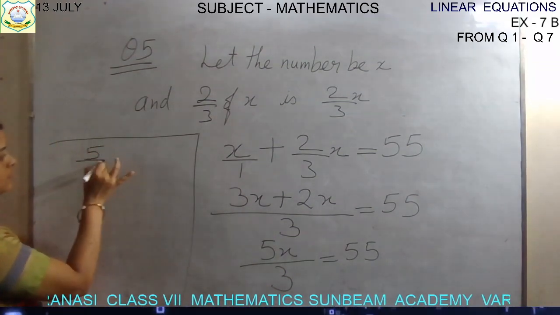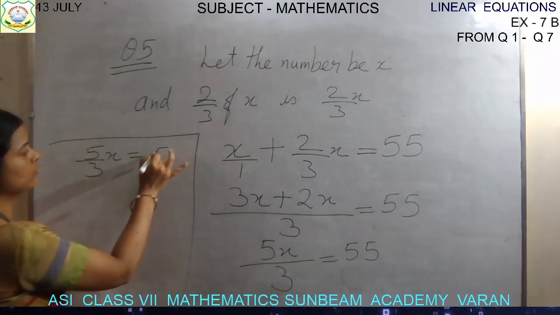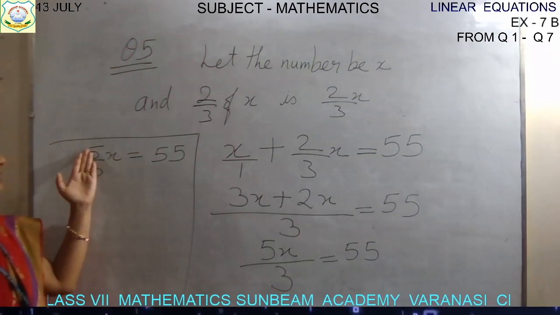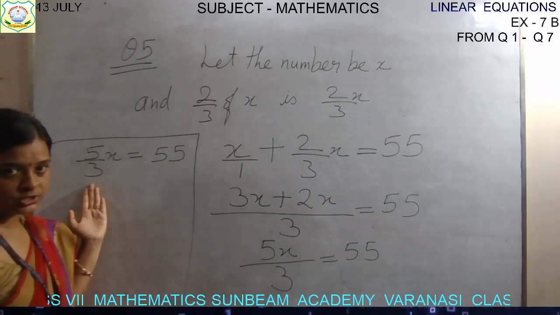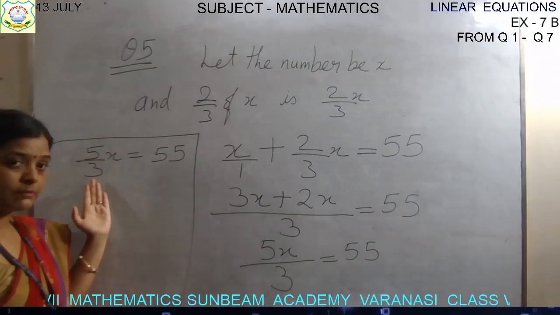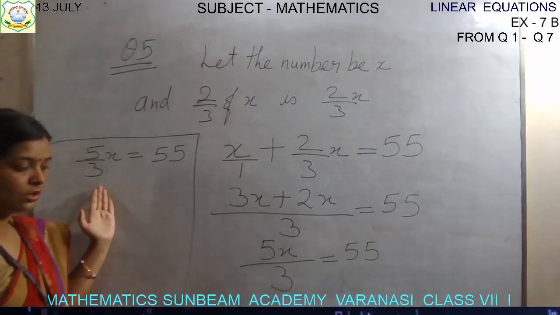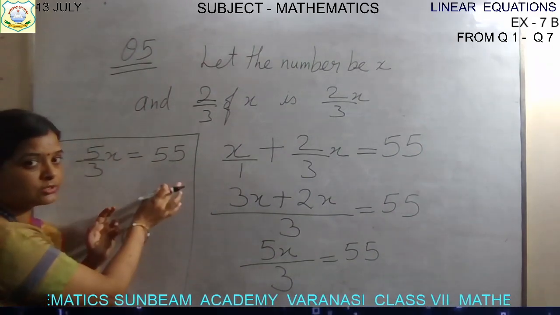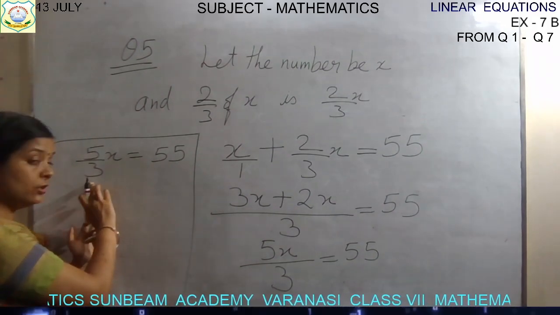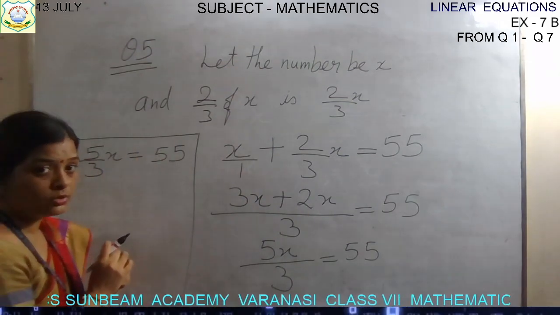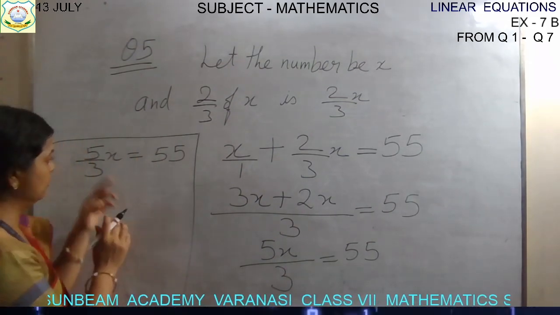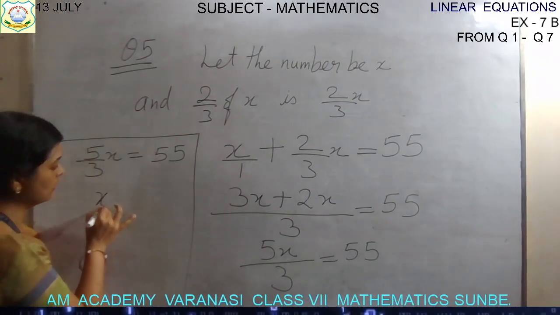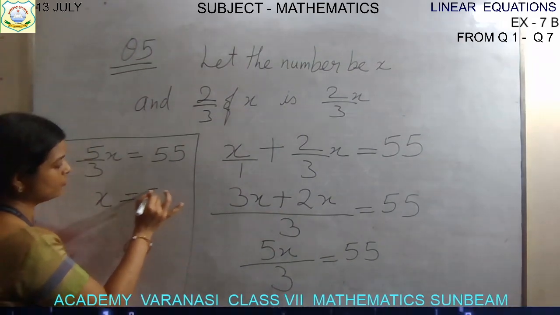5 by 3 x is equal to 55. This is my last step. Now with x, you can see 5 by 3 is attached. With x, which number is there? 5 by 3. So when it is transposed to RHS, the numerator part will be transposed to denominator and denominator part will be transposed to numerator. Okay, numerator will go to denominator and denominator will go to numerator. In this way also you can learn. X is equal to 55.